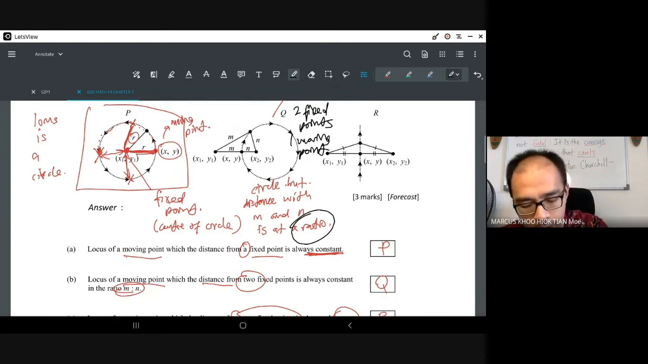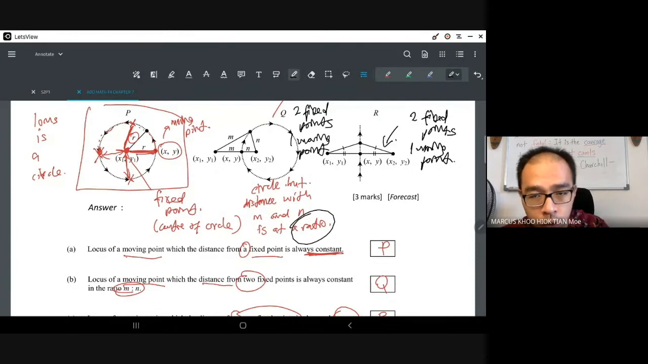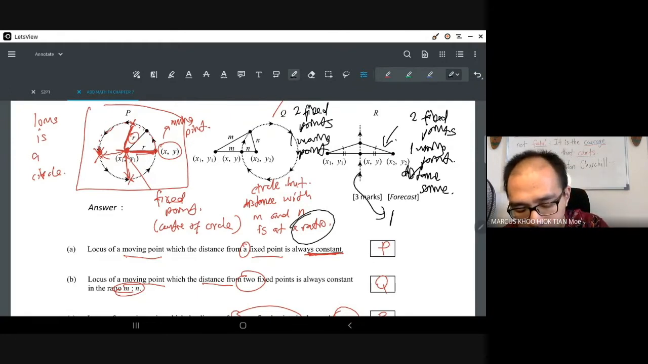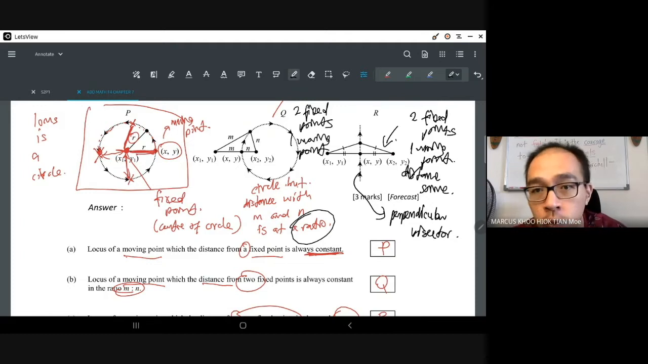This one, the third one, which we will also look at today, is two fixed points, one moving point, which is the locus. Tapi sekarang bukan ratio. Dia punya distance adalah sama. The distance is the same. Dia punya distance bukan ratio sudah, tapi distance-nya adalah sama. And in this case, we call this locus a perpendicular bisector. So these are the two equations of locus yang kita mau lihat pada hari ini.